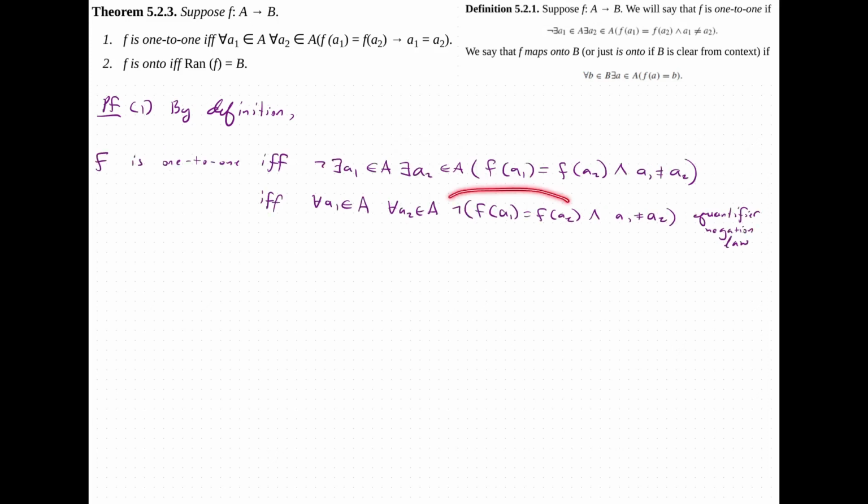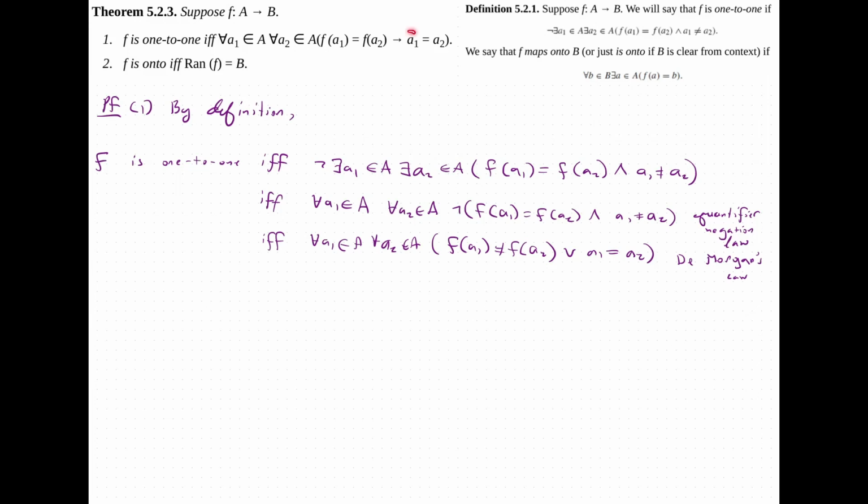But now if we negate this portion, we can apply De Morgan's law. And so now we have for all A1 in A, for all A2 in A, F of A1 does not equal F of A2, or A1 equals A2, De Morgan's law. But what is it that we want to prove?